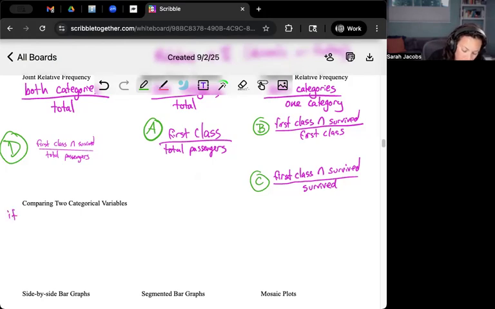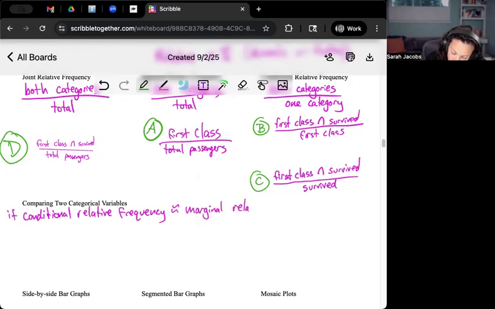In words, if your conditional relative frequency is approximately equal, and it doesn't have to be perfect, to your marginal relative frequency, then we can say that these are independent. Or you could say there appears to be no association.